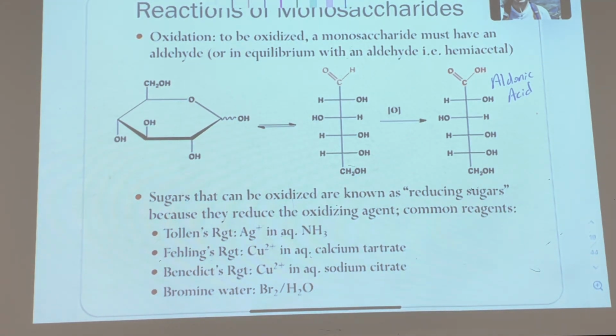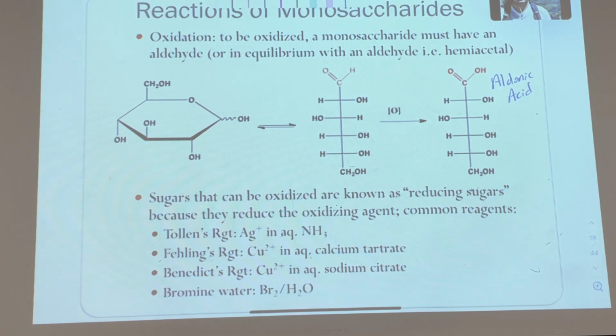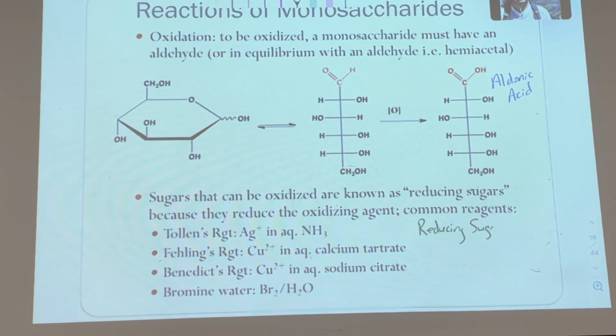Now, these sugars that can oxidize like this are what we call reducing sugars. That might seem a little counterintuitive to you at first. Why is it that if we're oxidizing the sugar, we call it a reducing sugar?